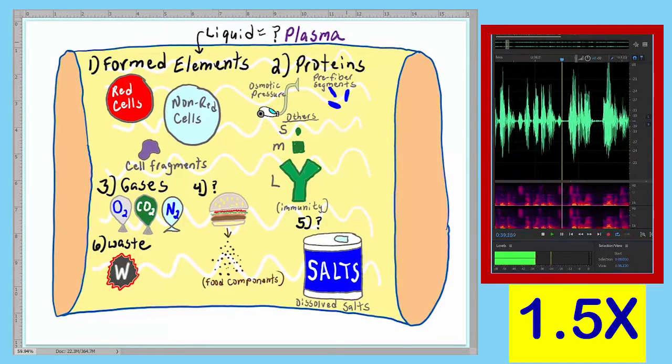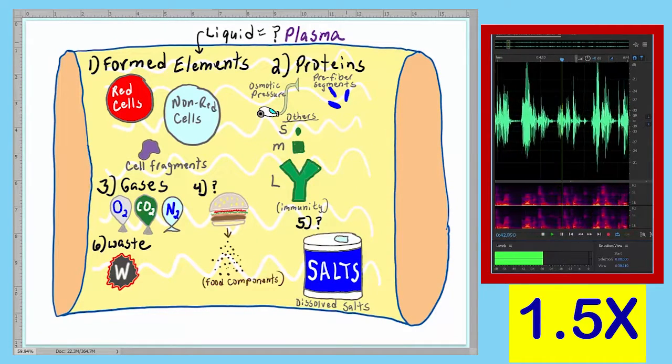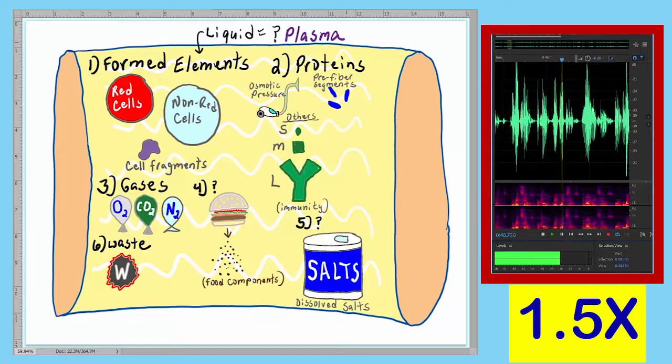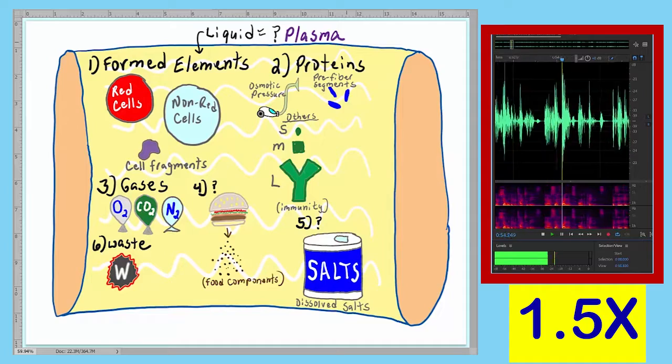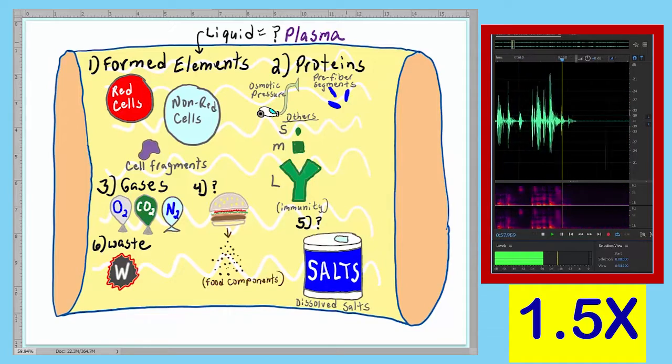We have three formed elements: the cells that are red, the non-red cells, and the cell fragments. The red cells are called red blood cells. The non-red cells are the white blood cells, and there are several different types of these. And our cell fragments are the platelets. Let's indicate those here.